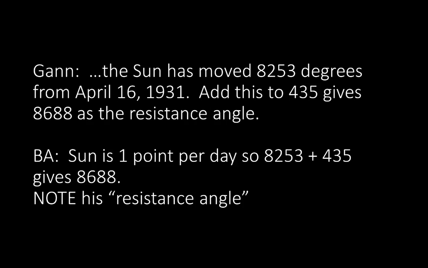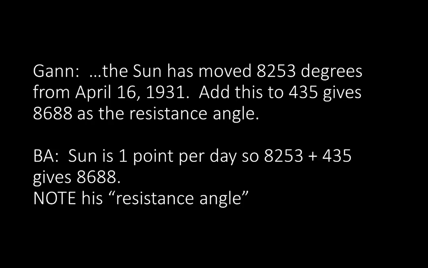Gann: the Sun has moved 8,253 degrees from April 16, 1931, and adding this to 435 gives 8,688 as the resistance angle. BA: the Sun is 1 point per day, so 8,253 plus 435 gives 8,688. That's the math there.